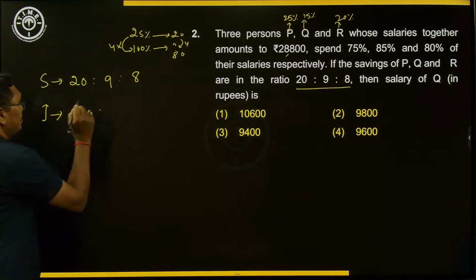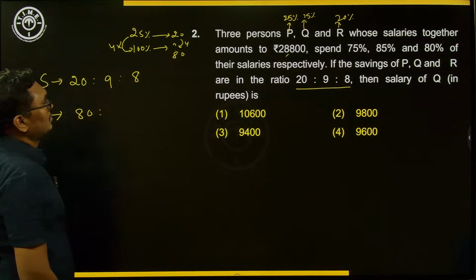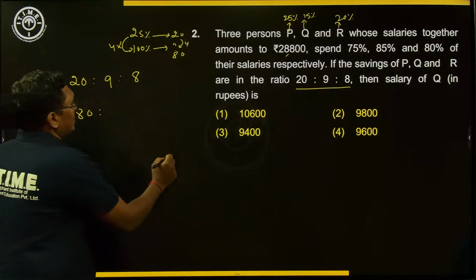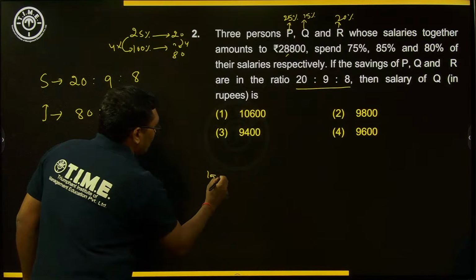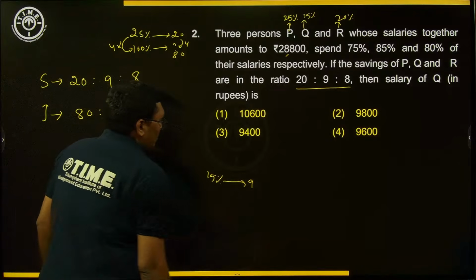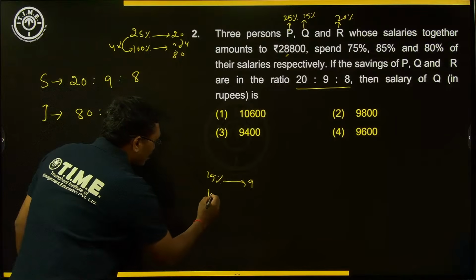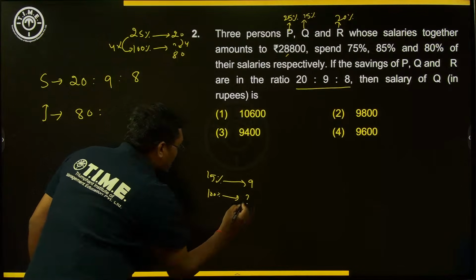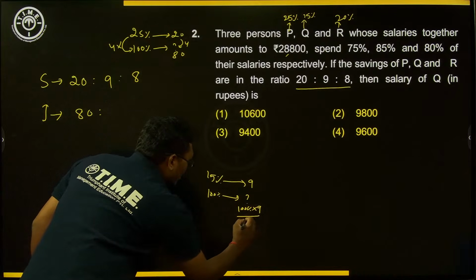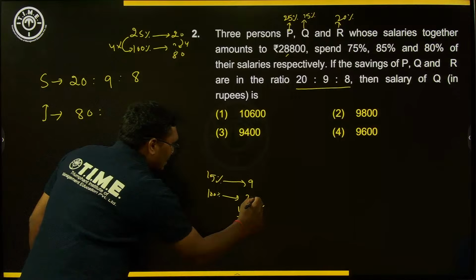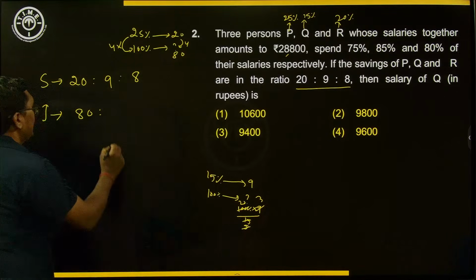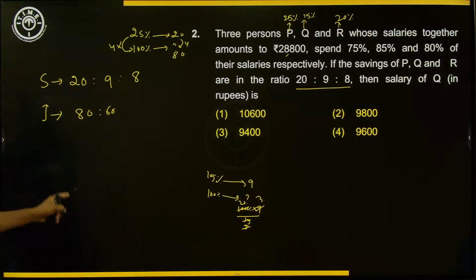So similarly, what is income of Q? So savings of Q is 15%. So 15 indicates what? I am writing here. So 15% is, what is the ratio of Q? 9. 15% is 9. 100% is how much? So this is 100 into 9 by 15. So this is 3 times, 3 5 times, 5 20 times. This is 60. This is the salary or income of Q.